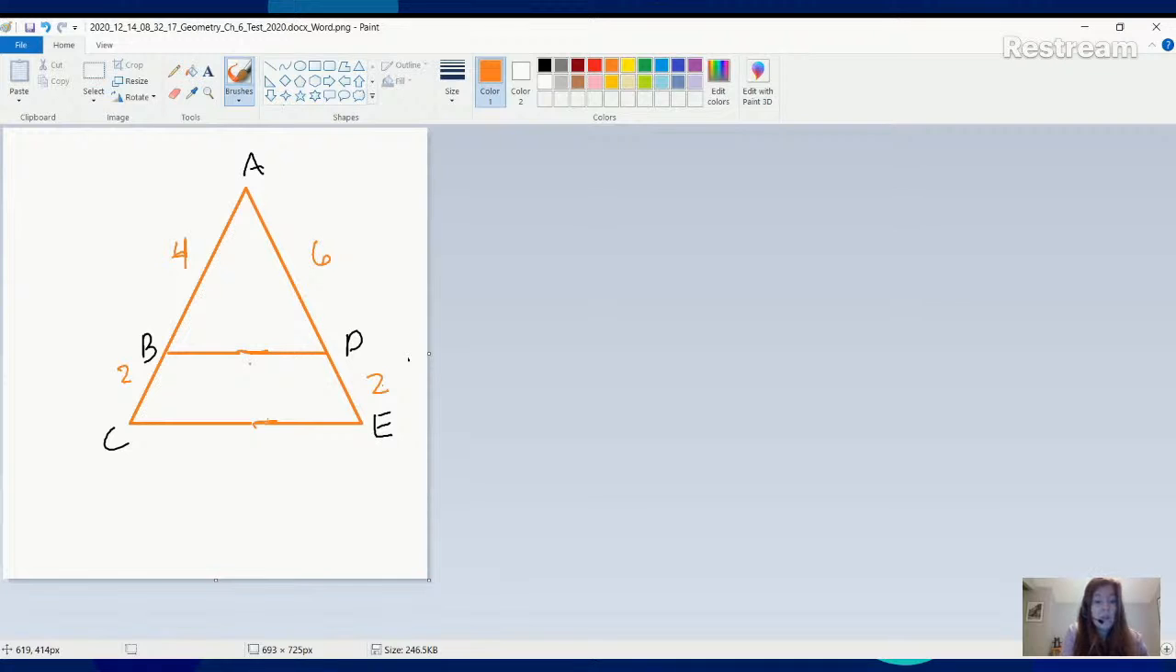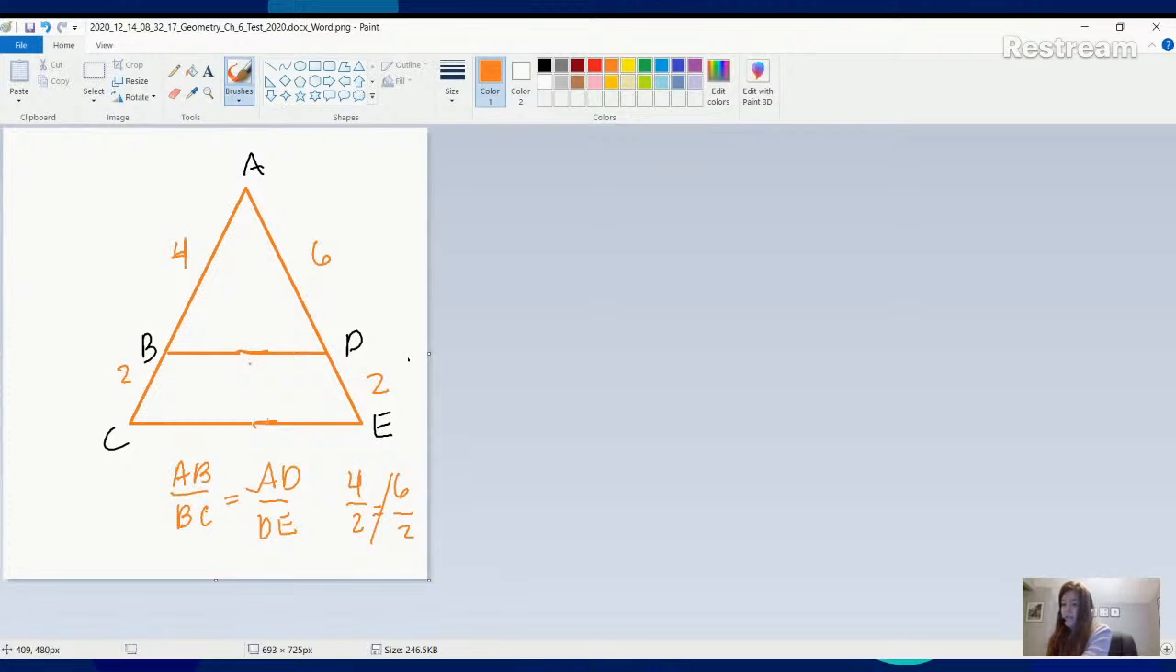If I know that these are the side lengths, in order for B to D to be parallel to C to E, theorem 6.6, then A to B over B to C has to be equal to A to D over D to E. So 4 over 2 equals 6 over 2 has to be true. Well, that's not true. So based off of these numbers, I could say that B to D is not parallel to C to E. That's the other one that you want to make sure you understand for the test.